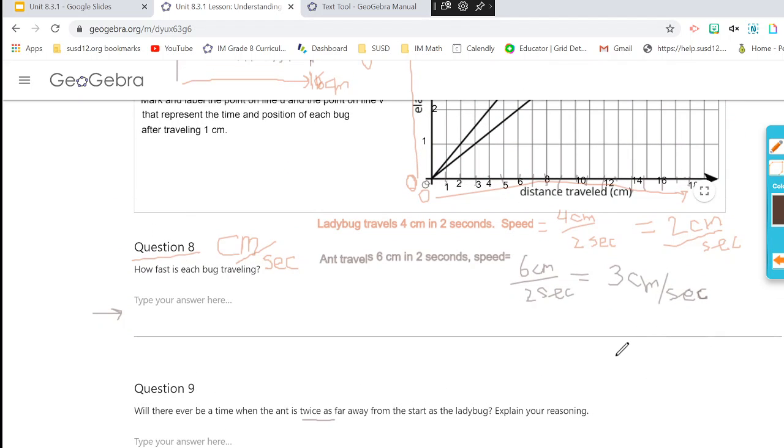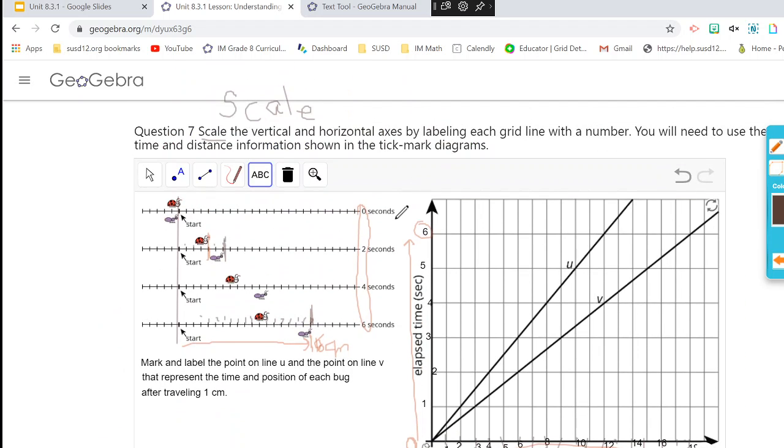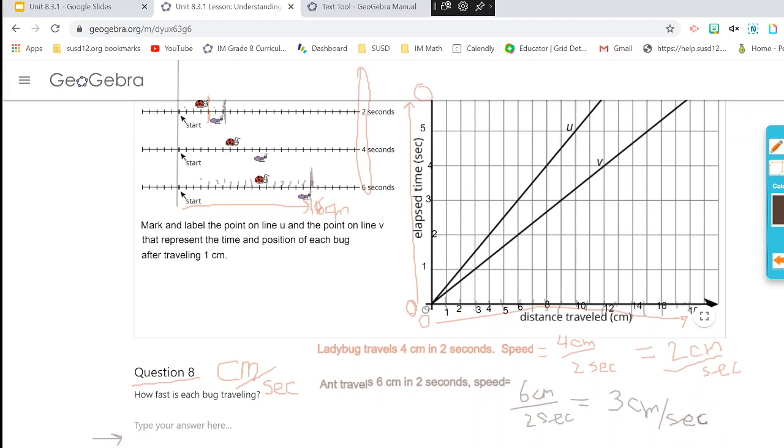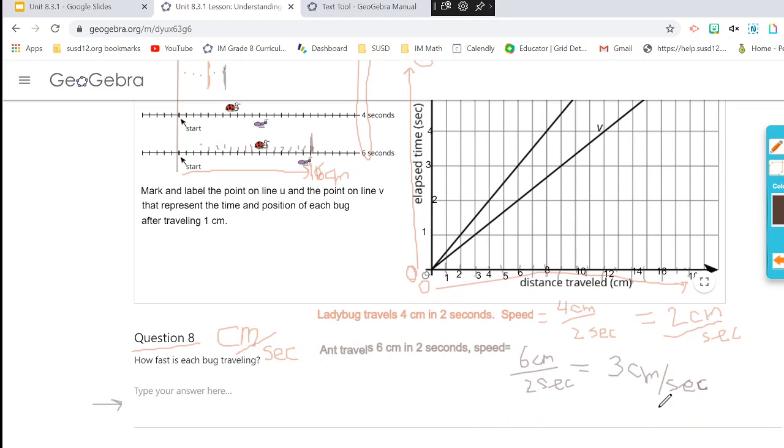Okay, well, here's how I'm going to solve this. Now, ant is going faster. Is there a time when ant will be twice as far away? Well, let's see. For every second, ant goes 3 centimeters and ladybug goes 2 centimeters. So I'm going to just make a little table here.